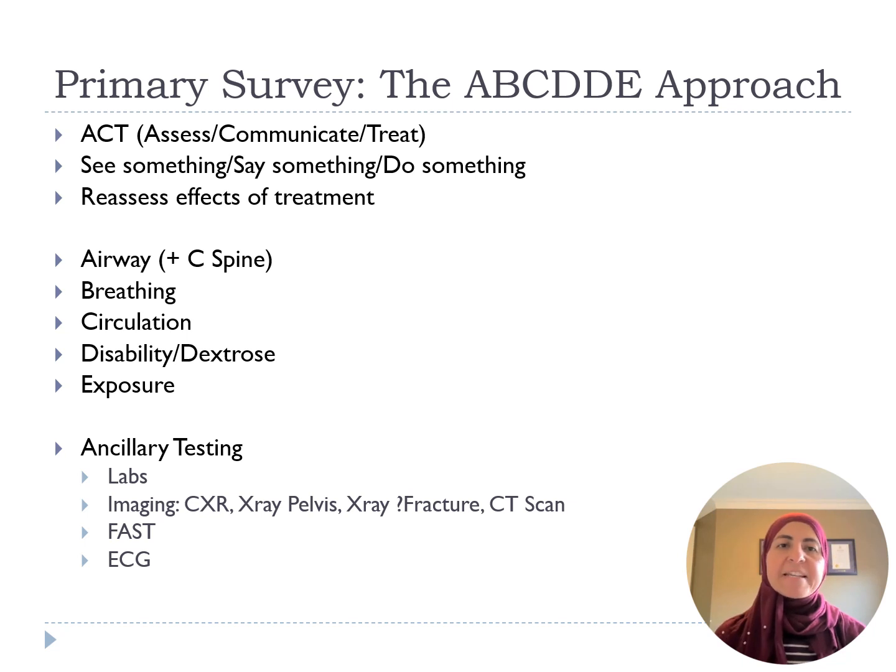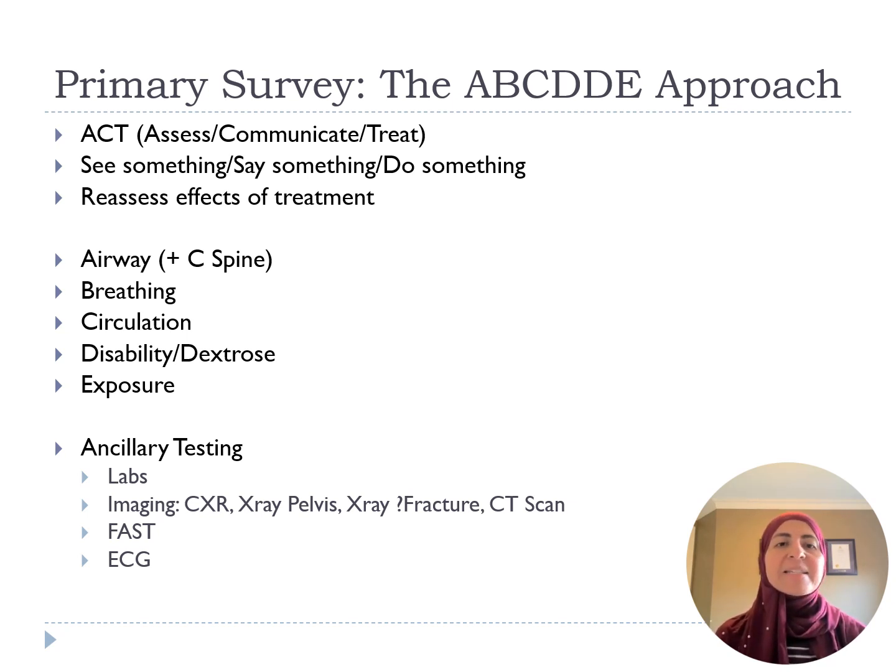The ABCDDE mnemonic provides a structured approach to the primary survey in a critically ill child. In this approach, we use ACT to remind us that we are A, assessing the patient, C, communicating with team members, and T, treating issues as they're identified. You can think of it as a see something, say something, do something approach. And remember to reassess regularly to determine the effects of the treatments you've initiated.